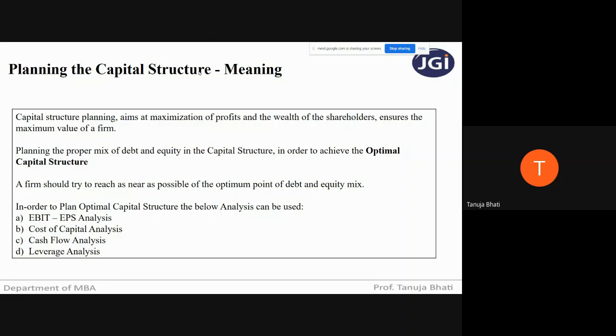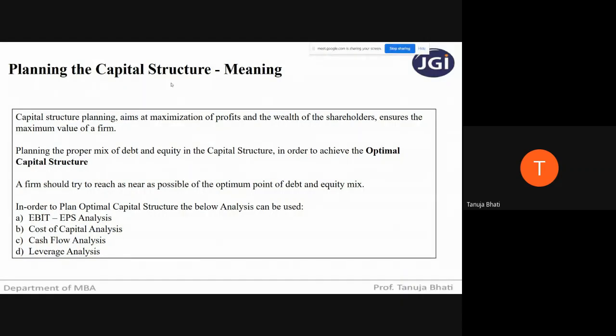So planning has to be done by every business unit, every company has to plan. It just cannot randomly pick any combination and raise its finance. So planning is required, and that planning is called planning of the capital structure. But the planning should be done in such a way, students, that it should aim at maximizing the profits.